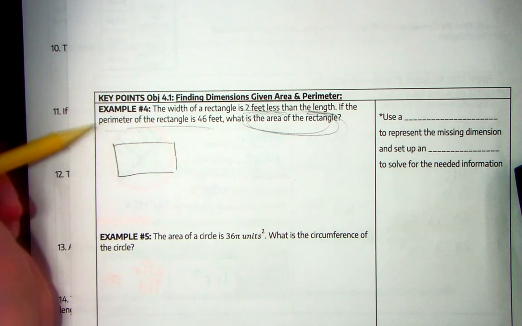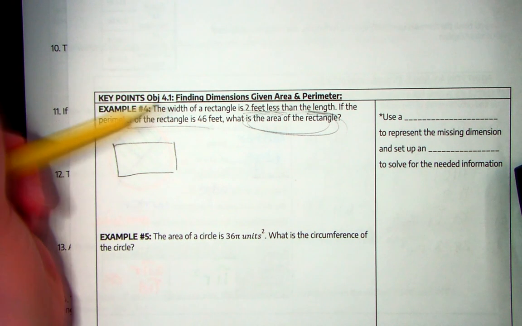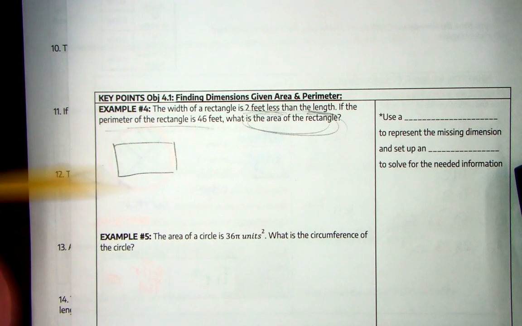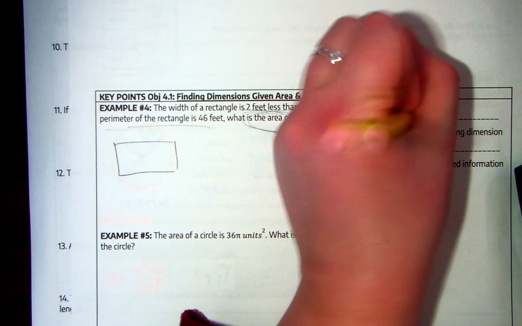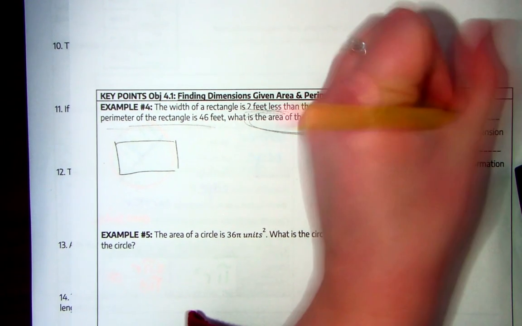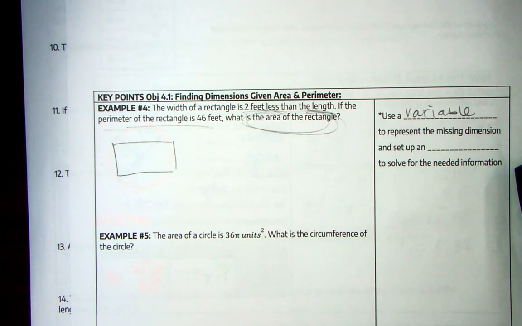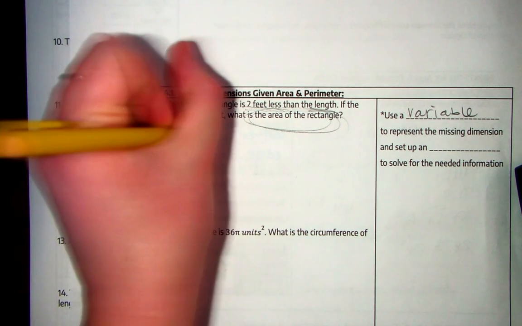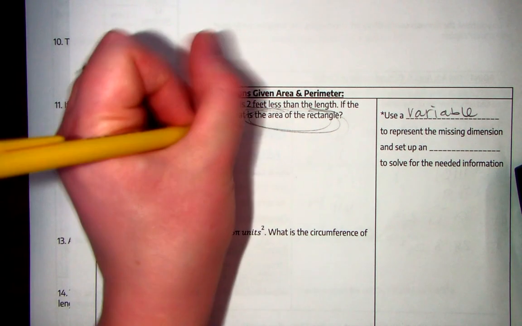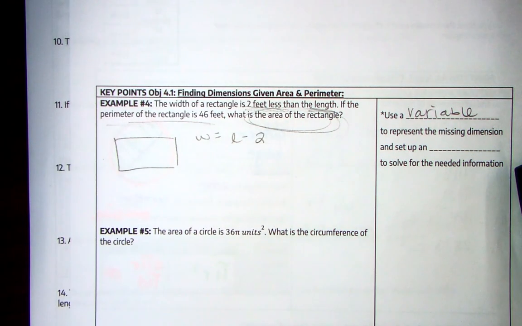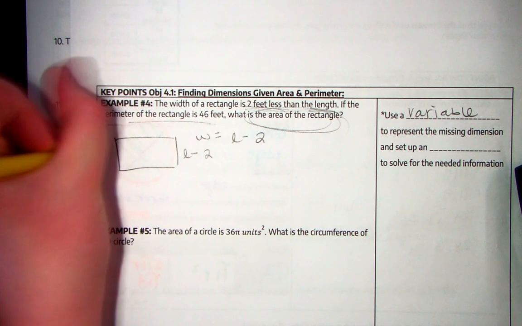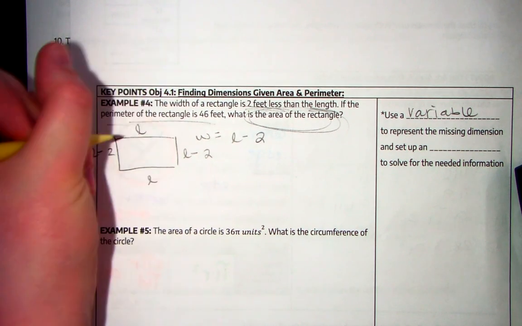So I've got this missing information, right? I don't know the width or the length. So I don't know these dimensions. I just know the perimeter. I am going to use a variable to represent the missing dimension. So I know the width is 2 feet less than the length. So take away 2 from the length. So I can represent the width as L minus 2, and then let's call the length L.